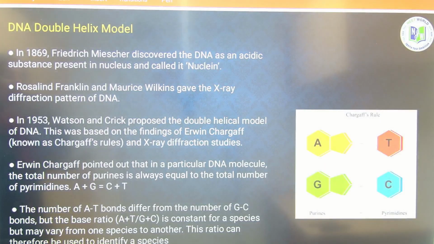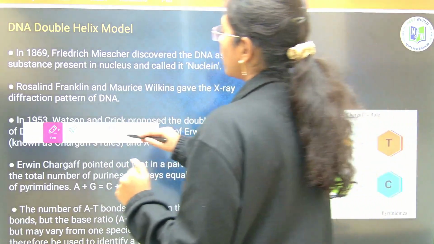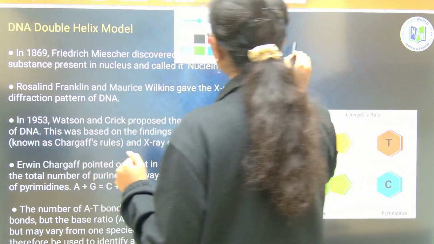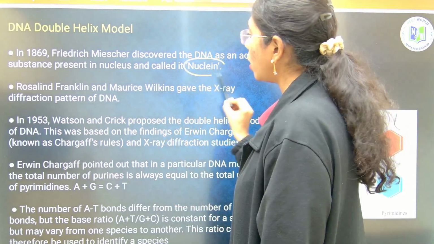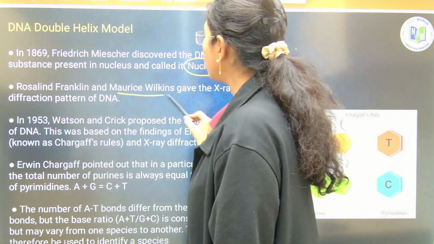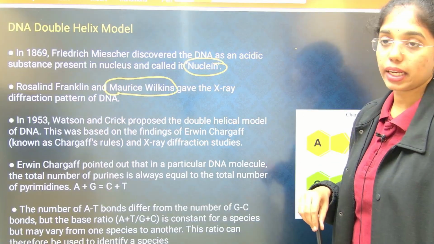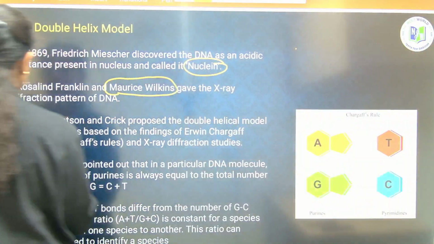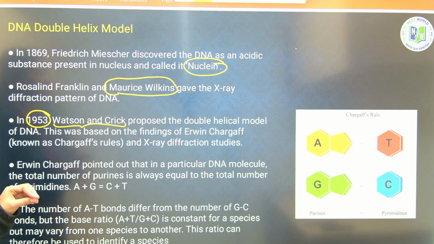About the double helical model of DNA, which was proposed by Watson and Crick. First, how the nucleus and DNA were discovered. It was discovered in 1869 by the scientist Friedrich Miescher. He discovered the DNA as some acidic substance and named it as what? Nuclein. Later, Rosalind Franklin and Maurice Wilkins gave the X-ray diffraction pattern of DNA. In 1953, the scientists Watson and Crick proposed the double helical model of DNA.